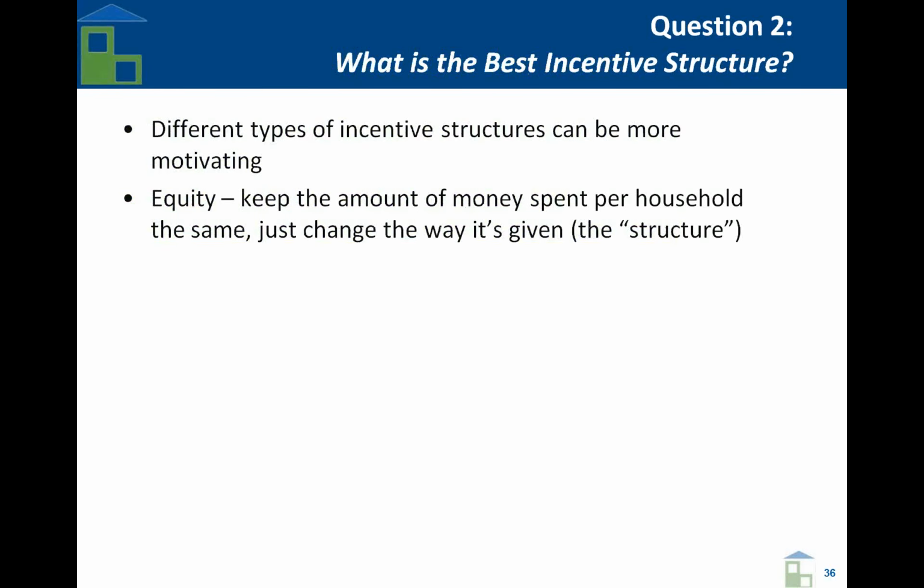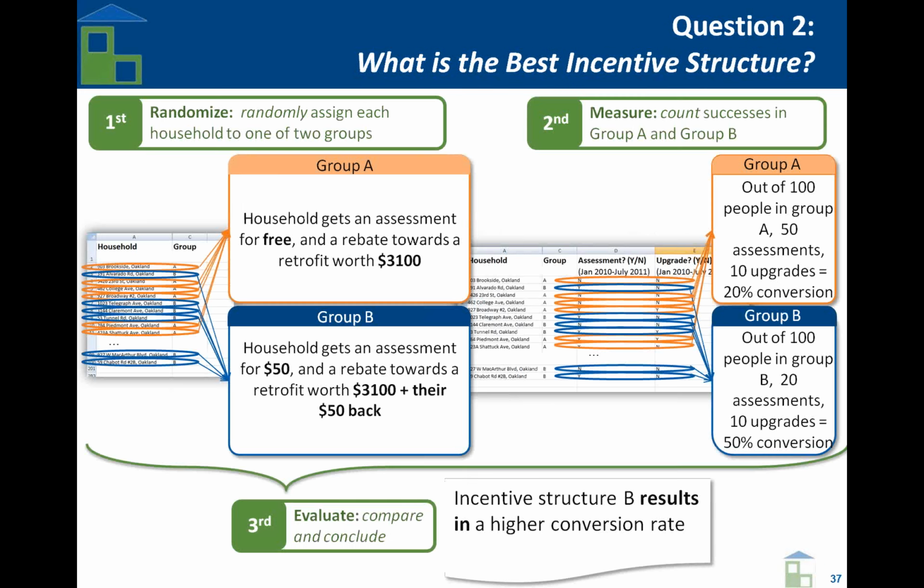Okay, so now let's move on to another type of question that you might want to answer, which is about the incentives that you offer households to get assessments and upgrades. In these situations, you might not want to offer different incentive levels to different households because there's equity concerns, but you could just change the structure. So let me give you an example. You might want to test whether it's better to give people the assessment for free, or whether it's better to charge people some small amount, like $50, that weeds out the people who just want the assessment for free and never intended to get an upgrade.